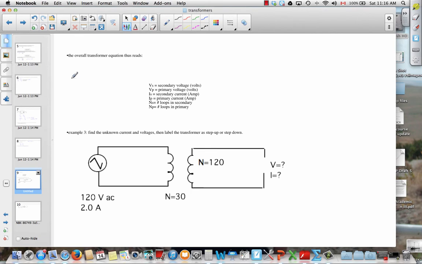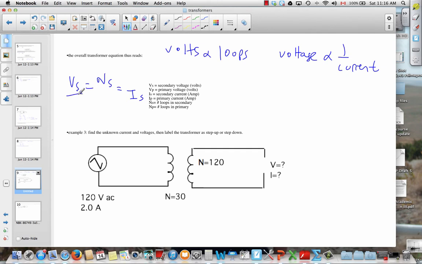So we write the final version of the transformer equation. Conceptually, it says voltage is proportional to loops, but the voltage is inversely proportional to current at constant power. So secondary volts proportional to secondary loops, inversely proportional to secondary current. Primary voltage proportional to primary loops, inversely proportional to primary current. So this is the transformer equation.